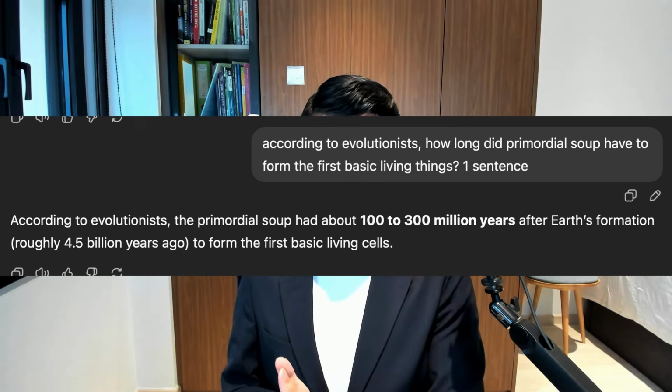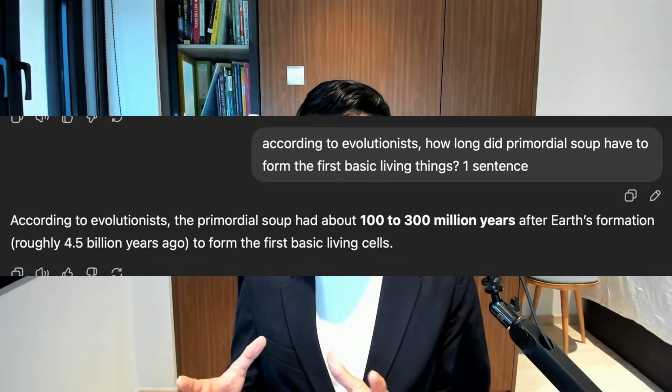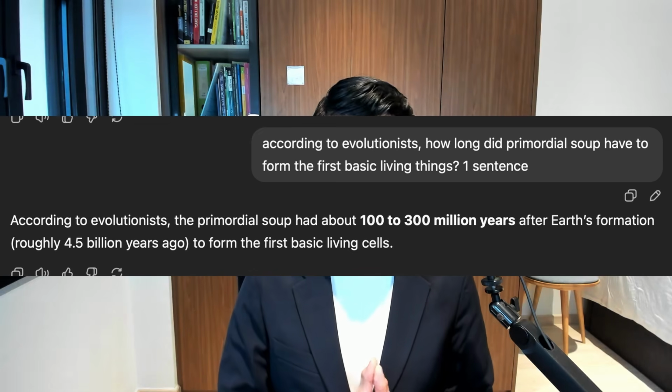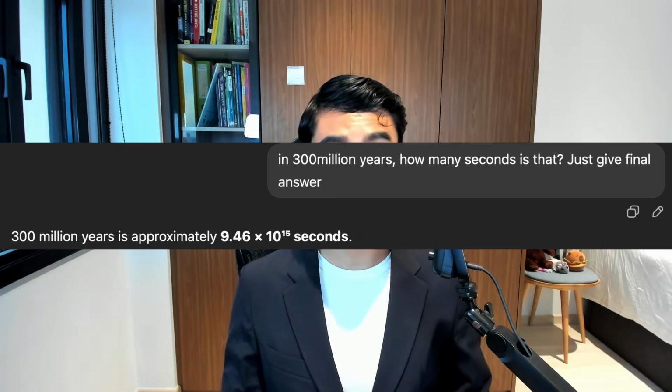But evolutionists will definitely counter-argue that, hey, with enough time, anything can happen. So let's calculate the probability of us getting just one such successful protein made only of left-handed amino acids. So I asked ChatGPT, according to evolutionists, how long do they say that the primordial soup had to form the first basic living things? And the answer is 100 to 300 million years. And if you notice, they have a so-called deadline on this because they need many more billions of years for these simple cells to then turn into complex humans. So let's give them the benefit of the doubt and go with 300 million years to give them more time for this possibility to happen. So I then asked, in 300 million years, how many seconds is that?